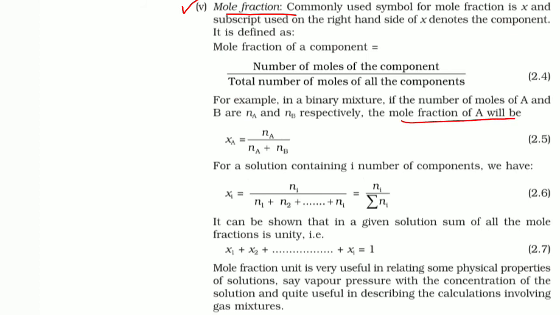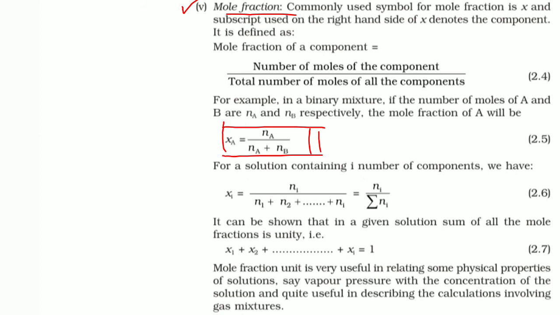Then what we have to do? We have to write the mole fraction of A, which is represented by Xa, is equal to the number of moles of A, which is Na, divided by the total number of moles of components, that means Na plus Nb. Simple. So this is the equation for binary solutions.